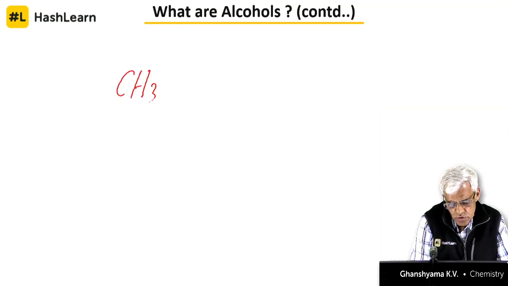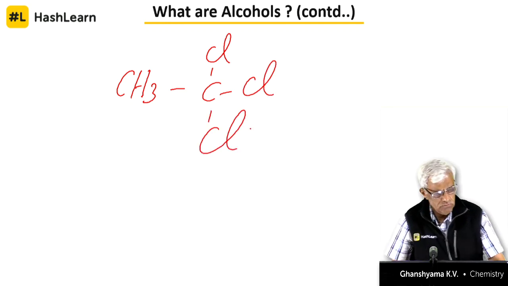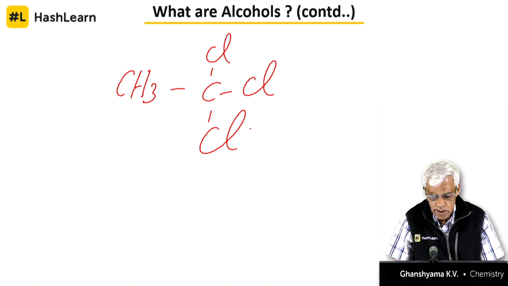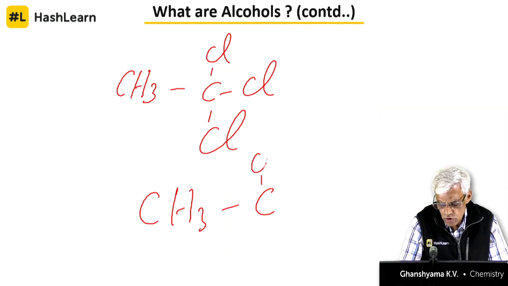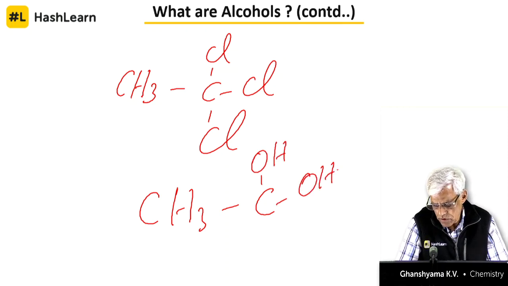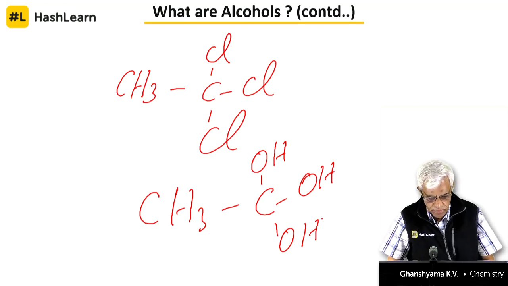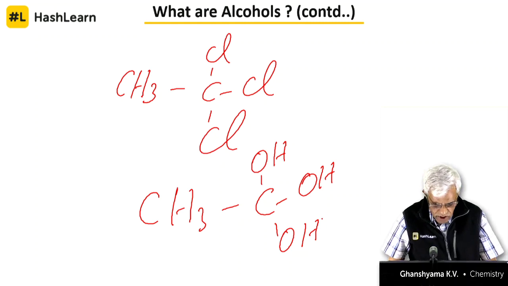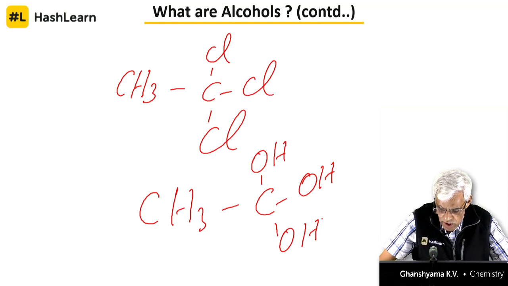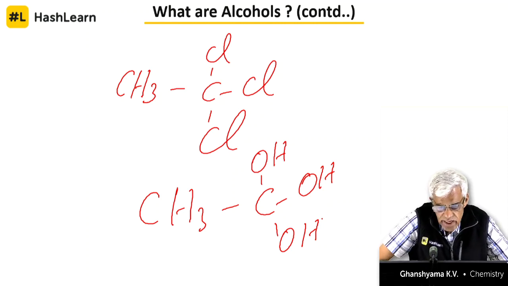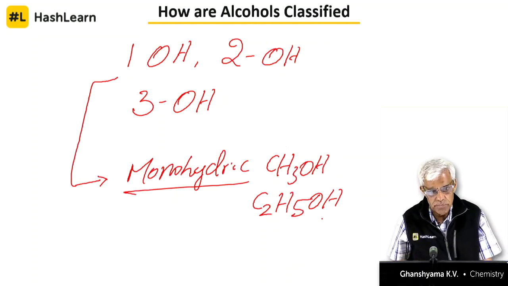See, halo compounds may be of this type: CH3, C, Cl, Cl, Cl. Can an alcohol be like this? Please think over and answer after 5 minutes, does not matter. A carbon can carry 3 chlorine atoms. Can an alcohol, in an alcohol, can a carbon atom carry 3 OH groups? Please think over and then answer.